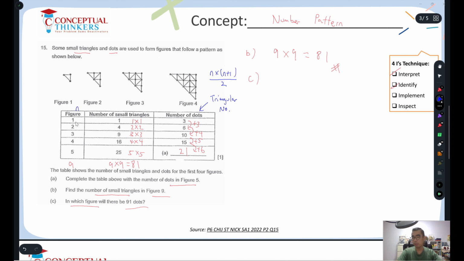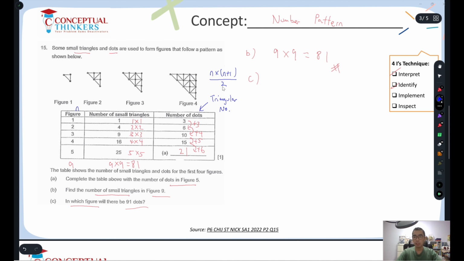So let's try for the first one. Now, if the figure number is 1 and I use n as 1, will I get to number 3? The answer is no. So you will say, hey, why should I use this formula since it's not getting me what I want? If I put 1, n plus 1 will give me 2, and it's a bracket. So according to the order of operations, I need to calculate this first. 1 plus 1 will give me 2. So 1 times 2 will give me 2, and 2 divided by 2, because a fraction means we are doing a division. So we divide by 2, that will give me 1.